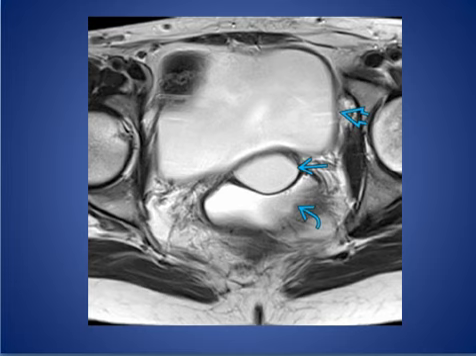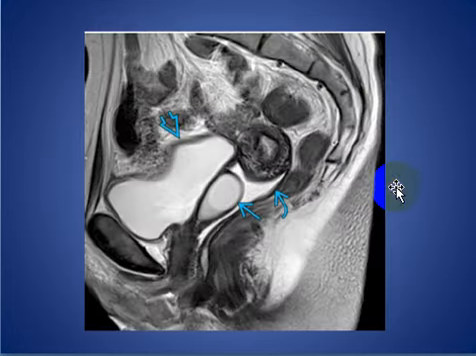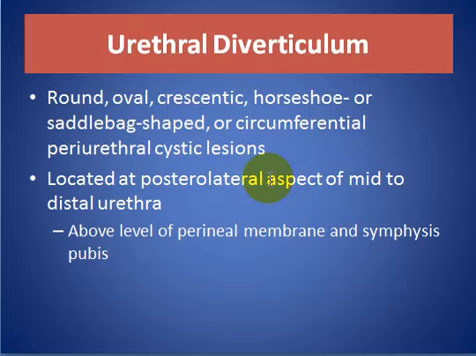Here we have a Gartner duct cyst on axial T2 weighted MRI, between the urinary bladder anteriorly and the gel-filled vagina posteriorly. And here the cyst is hyperintense in T2 weighted images. This is the same patient with the Gartner duct cyst, and this is the cyst here, and this is the urinary bladder, and this is the vagina filled with gel. And the cyst is homogeneous high signal intensity.